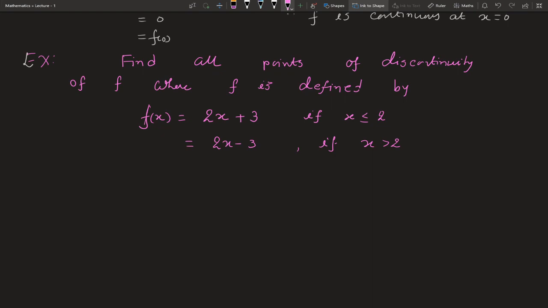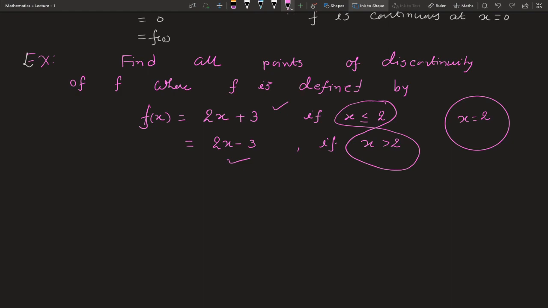So to find all points of discontinuity, here we know the junction point is 2. So we will check the continuity at x equal to 2. If it is continuous for x equal to 2, then for x greater than 2, function is polynomial function. For x less than 2, again function will be polynomial function. So it will be continuous function. So only we have to check at the junction point.